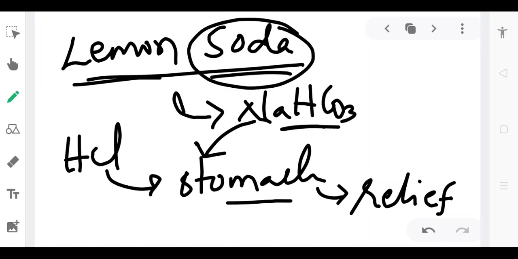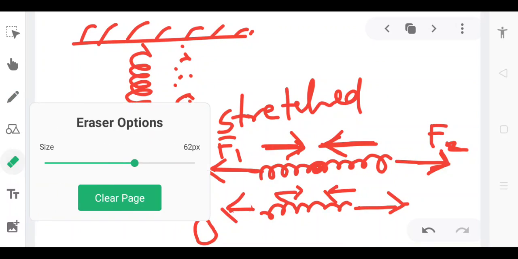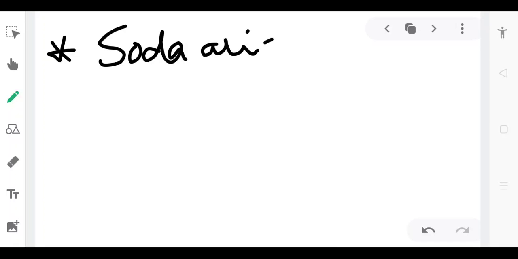And next, it is also used as soda acid in fire extinguishers. One more use of baking soda is that it can be used as soda acid in fire extinguishers.